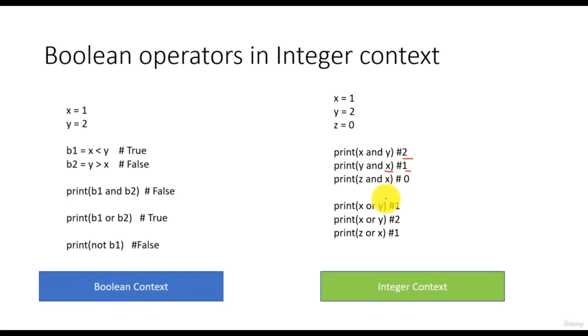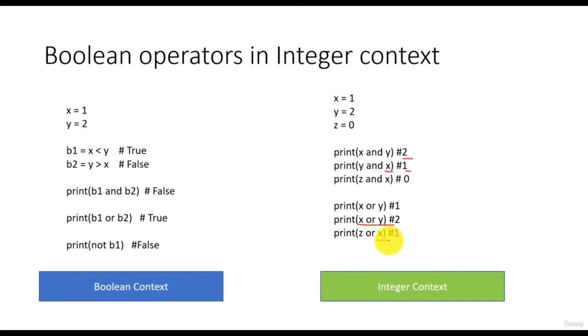Therefore, in the first example, x or y, it returns the value of x since x is 1, which is non-zero. In the second example, y or x, it returns the value of y since y is 2, which is also non-zero. In the third example, z or x, it returns the value of x. Since z is 0, the operator has to check the value of x. And as x is non-zero, it returns the value of x. So this is how the Boolean operators work in the integer context.